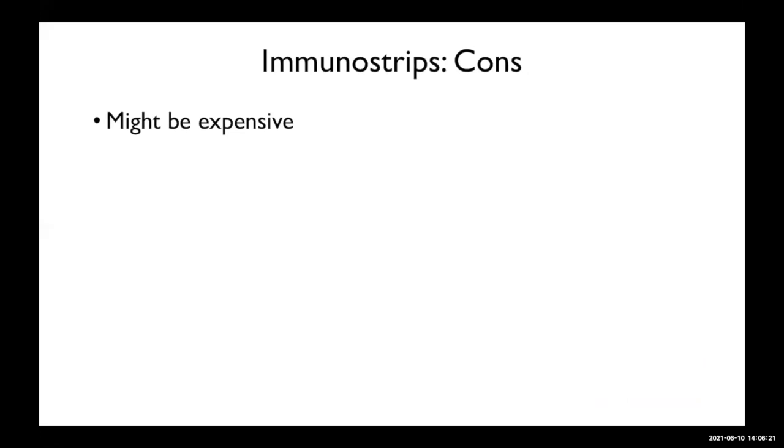The cons: they might be expensive depending on how much your budget is. It ranges anywhere from $5 to even $15, depending on the amount of Immunostrips that you plan to buy. They are cheaper when you buy more.